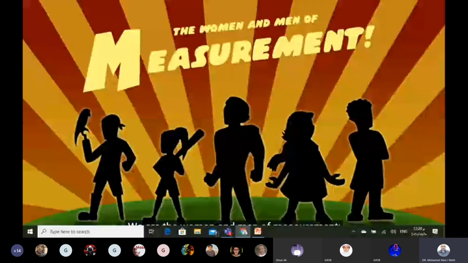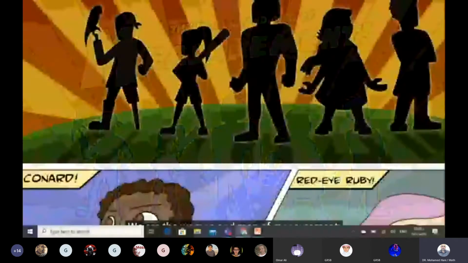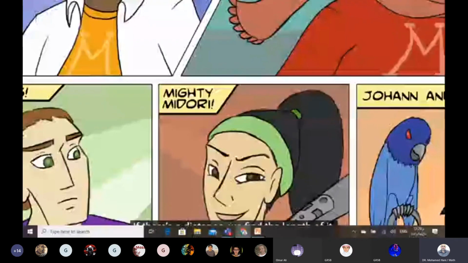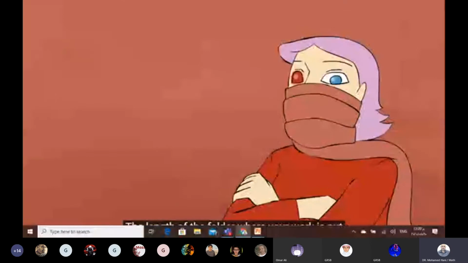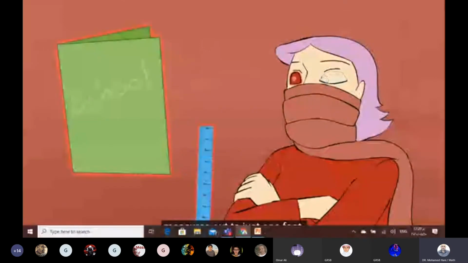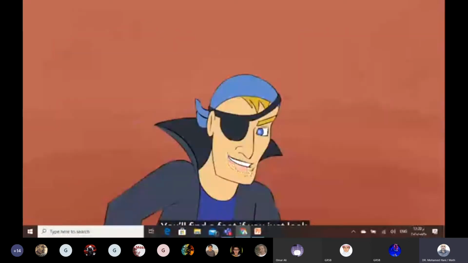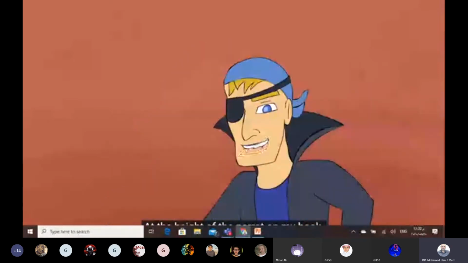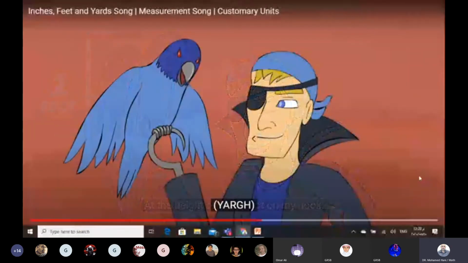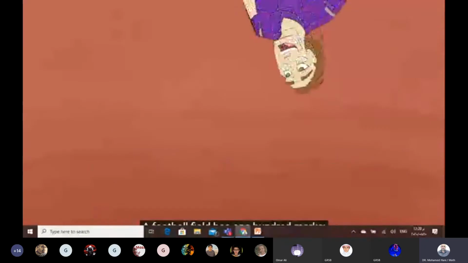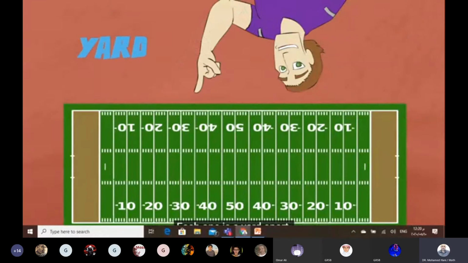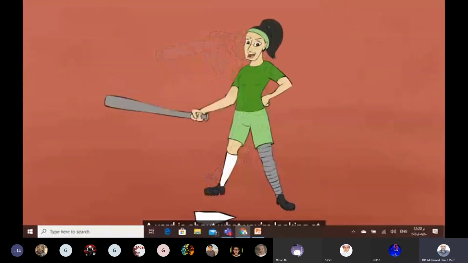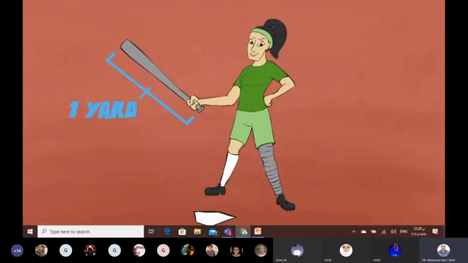We are the women and men of measurement. If there's a distance, we find the length of it. The length of the folder where your work is put measures out to just 1 foot. You'll find a foot if you look at the height of the parrot on my hook. Yar. A football field has 100 marks. Each one is a yard apart. At the plate with a softball bat, a yard is about what you're looking at.